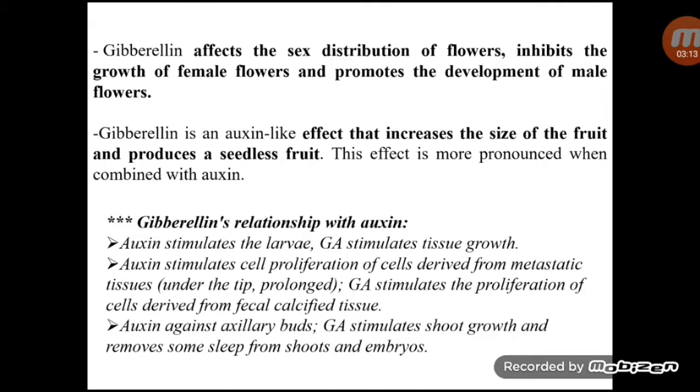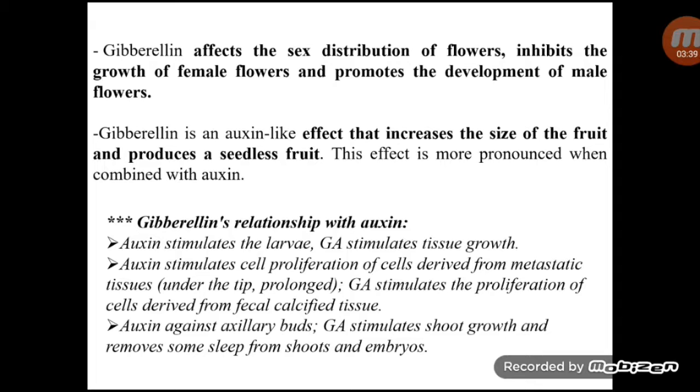As you can see, we have some yellow flowers here on the right, but not on the left. Gibberellin affects the sex distribution of flowers, inhibits the growth of female flowers, and promotes the development of male flowers. Gibberellin has an auxin-like effect that increases the size of the fruit and produces a seedless fruit. This effect is more pronounced when combined with auxin.